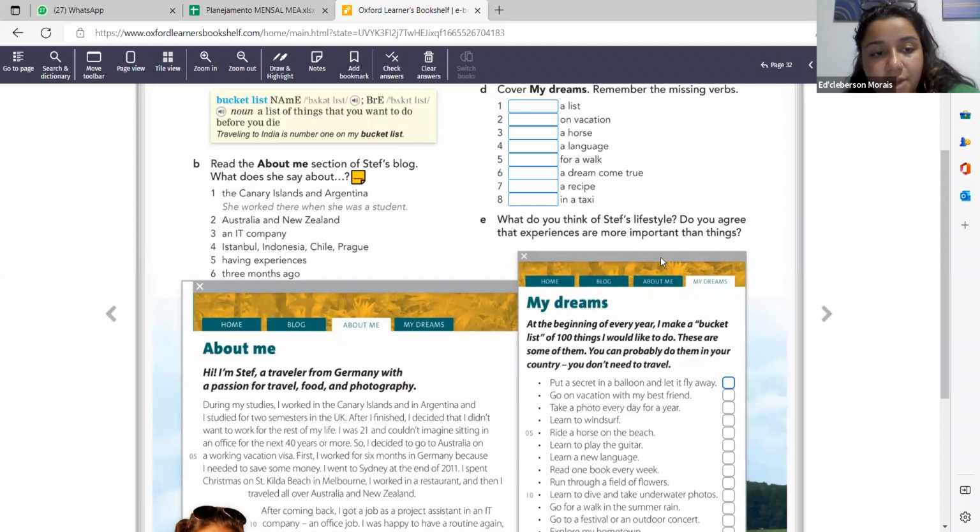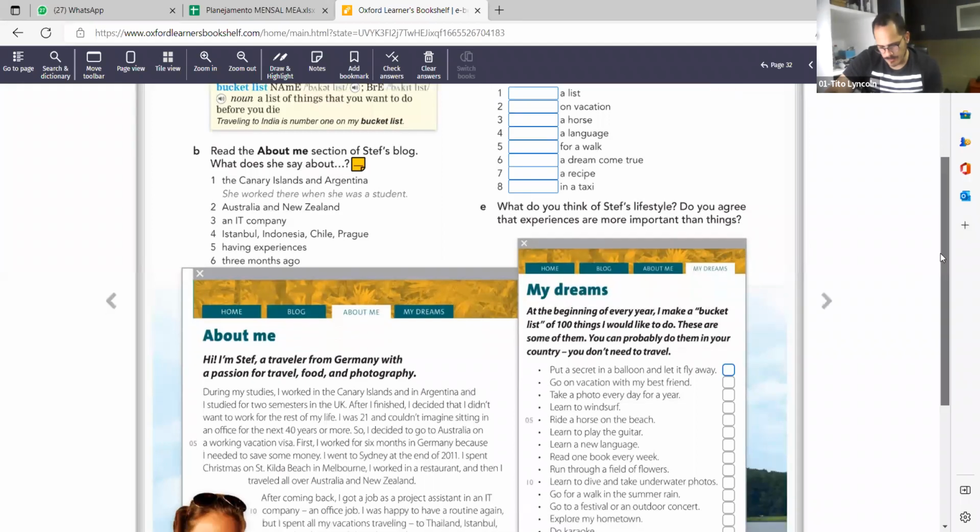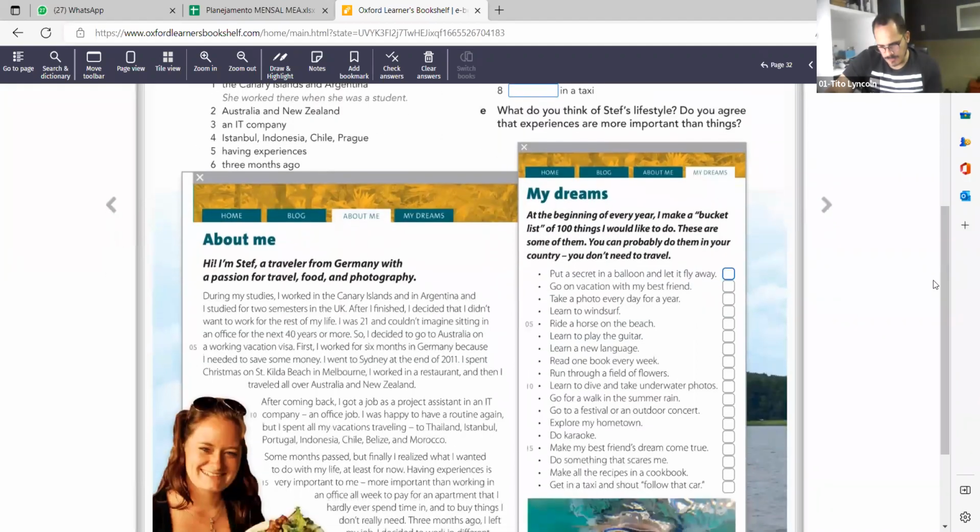Sure. What about number three, an IT company? She's worked as a project assistant in an IT company, that's right. What about number four? Istanbul, Indonesia, Chile and Prague. She spent all vacations traveling to these places.